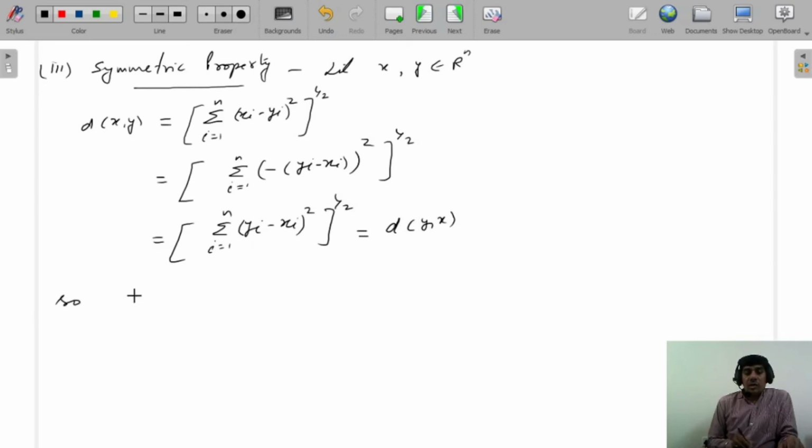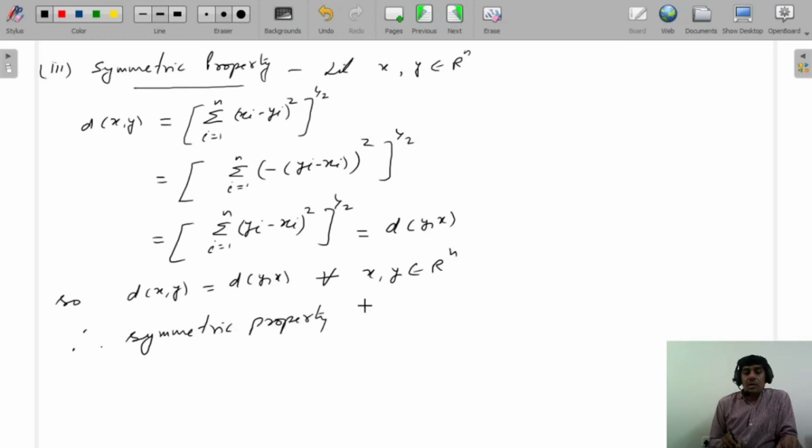So dxy is equal to dyx for every x, y belonging to Rn. So symmetric property is satisfied.